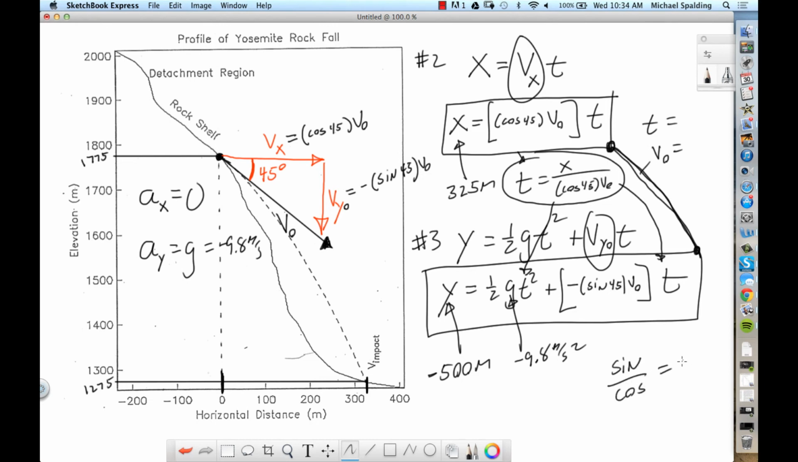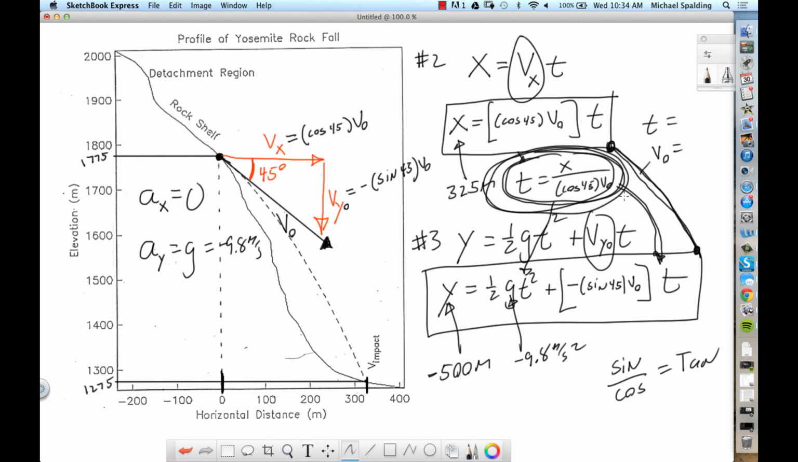What is sine over cosine? Tangent. When you take this right here and plug it in there, you're going to have sine over cosine, and that's tangent. That'll be tangent 45. So that'll simplify it. So then you can solve for V initial, which is the answer to number 4.